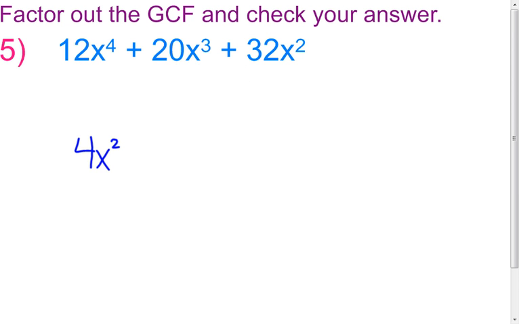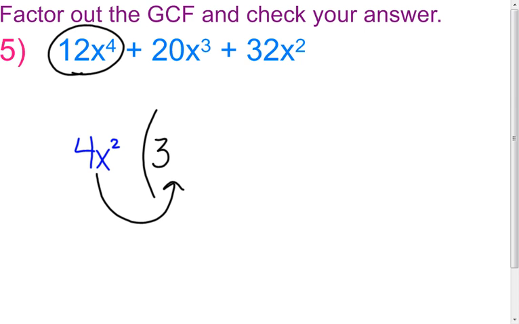So now I've pulled out what I can pull out, and now I want to go back and figure out what I have to do here. So I need to figure out this. 4x squared times what gives me positive 12x to the fourth. So 4 times 3 gives me 12. I had 4 x's right here, and I pulled 2 of them out. I used 2 of them. That means I have 2 left, so x squared. Okay?